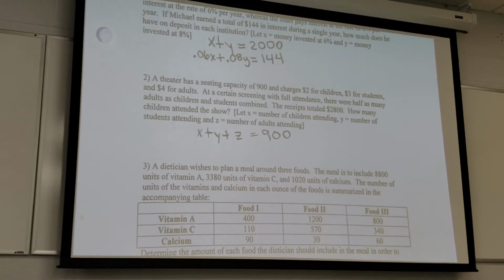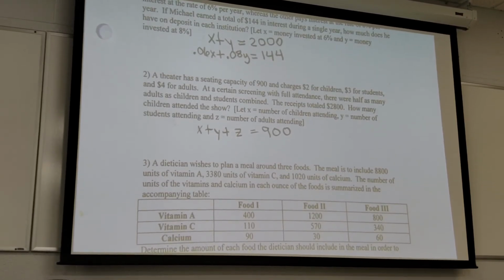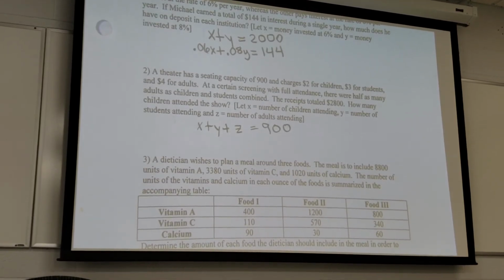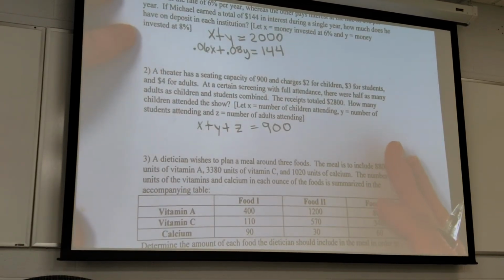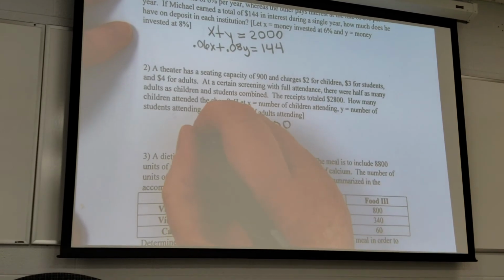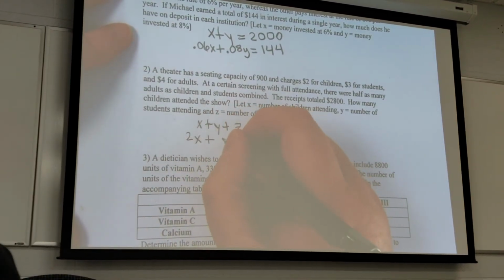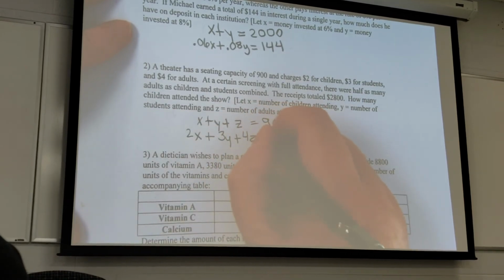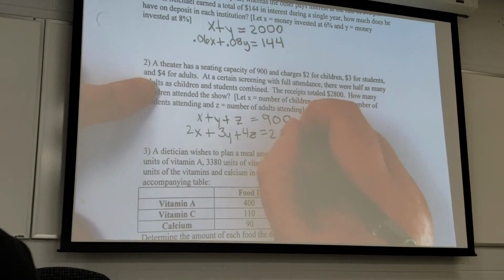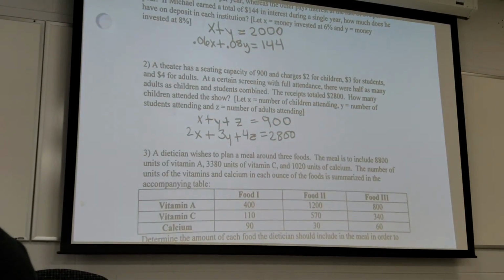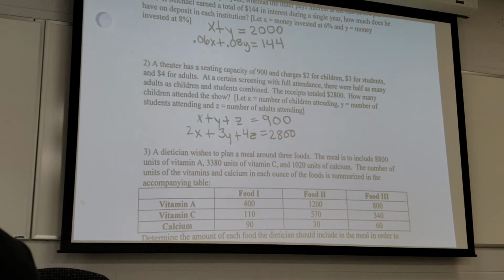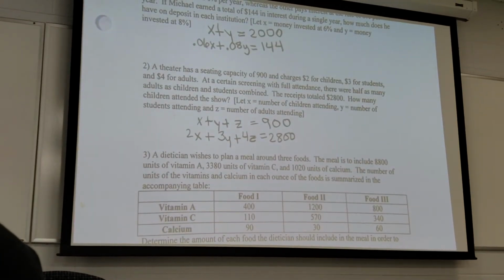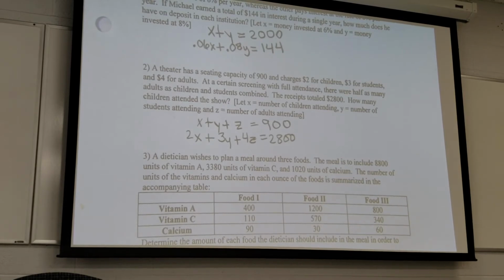I'm going to get to the other one in a minute, but I'm going to go to the last. There are $2,800 in receipts. So, how much is a child's ticket? $2, so I have 2x. How much is a student? 3. How much is an adult? 4. And when I add those together, I would get 2,800. So that's my second equation. If I gave it to you with just children and adults, you set this up the same way. You set up how many there are, and then you set up the cost.